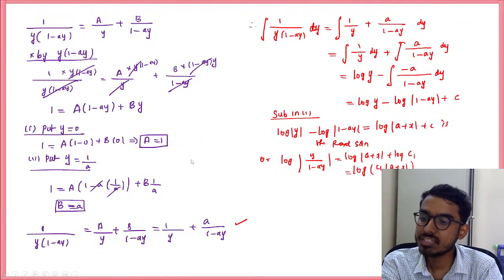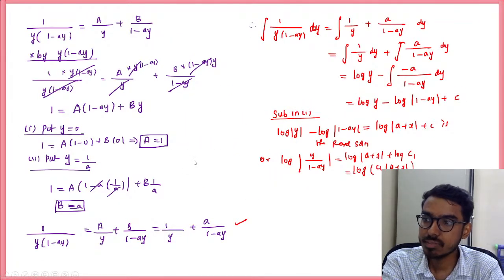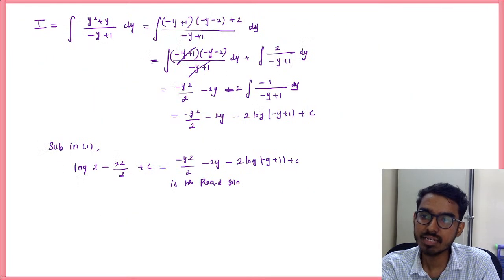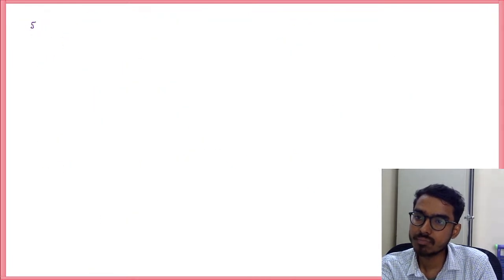Whenever you have a rational function, you have to do partial fractions. If it is a simple, proper rational function, do that; if not, make use of the division algorithm to reduce it to a proper rational function and then integrate. Fifth problem.